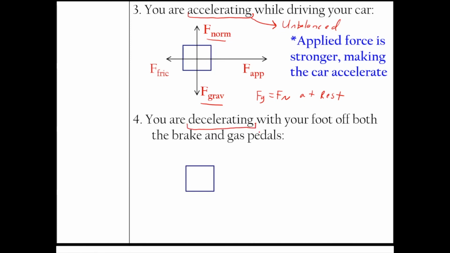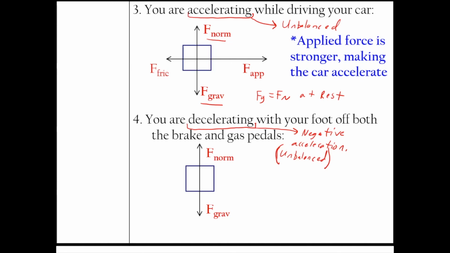Here's our last problem. You are decelerating with your foot off both the brake and the gas pedals. So decelerating is just a fancy word for saying negative acceleration. Well, we see the word acceleration here, so that's going to mean, again, that we're unbalanced. Identifying our forces like we've done before, we know gravity points down. Again, this car is on the ground, it's on a surface, so we have a normal force pointing up because we're assuming that we're driving on a flat ground.